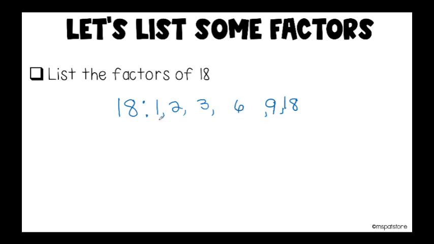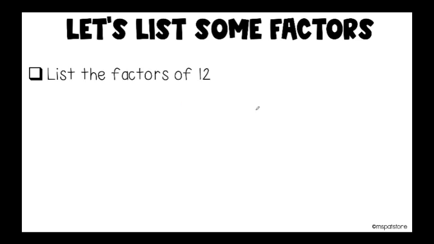So let's double check. 1 times 18 is 18. 2 times 9 is also 18, and 3 times 6 is also 18, as well as backwards, 9 times 2, 6 times 3, and so on. So pause the video and try to think about what are the factors of 12. So let's see. 12. If I multiply 1 by 12, we'll get 12. So 1 and 12 are factors of 12. Also 2 times 6. 2 times 6 is 12.